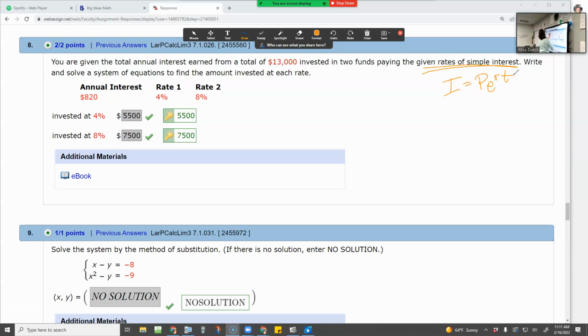But we're talking about two funds. So all of a sudden I put some of the money in one and some of the money in the other. But the total of them is 13,000. So I split up the 13,000 into two different amounts. Sometimes there's a cap, where one says I'll only take this much out. And this one is at 4%. Like I got the answer right there.